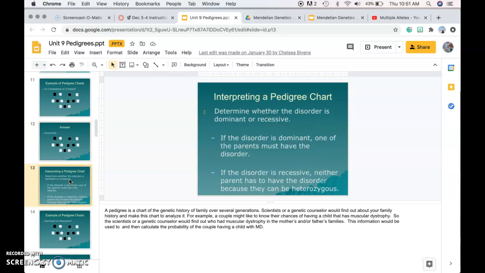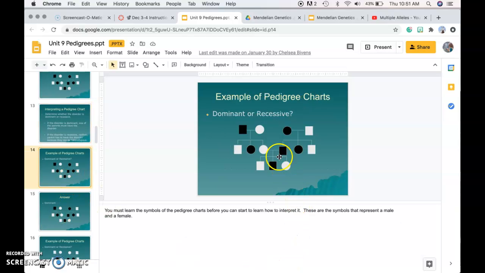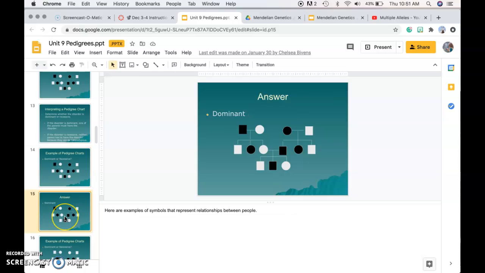We also need to be able to decide whether it's a dominant or a recessive trait. So in order to determine whether the disorder is dominant or recessive, if the disorder is dominant, one of the parents must have the disorder. If the disorder is recessive, neither of the parents have to have the disorder because they could be heterozygous. So let's look at this. We've got one affected parent here and one affected parent here. Because the parents are affected and their offspring are affected, this is going to be dominant because the parents have it, so the kids are going to have it.